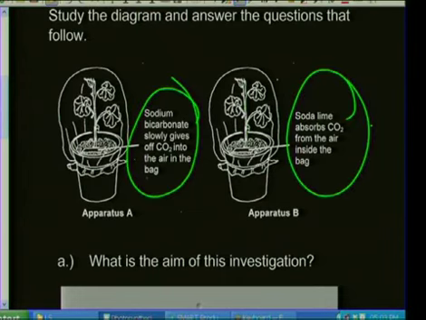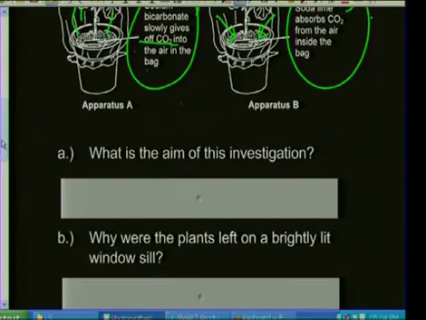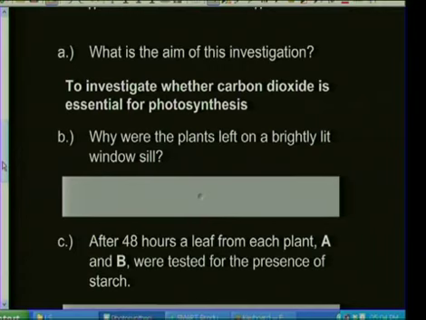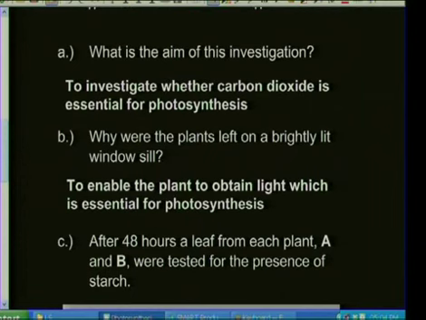There we have the diagram, sodium bicarbonate, soda lime. And in this experiment, they're telling you sodium bicarbonate gives off CO2. So it releases CO2 into this environment. Whereas soda lime absorbs CO2. So all the CO2 that's in this bag will go to the soda lime. So the question is, what is the aim of this investigation? To investigate whether carbon dioxide is essential for photosynthesis. Why were the plants left on a brightly lit windowsill? To enable the plant to obtain the light, which is a requirement for photosynthesis.